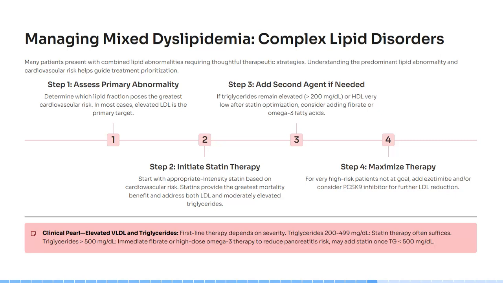First-line therapy depends on severity. Remember that. Triglycerides 200 to 499, statin therapy often suffices. But if their triglycerides are greater than 500, then you're going to need to give them a fibrate or a high-dose omega-3 therapy to reduce the pancreatitis risk. And you can add a statin once their triglycerides are less than 500.